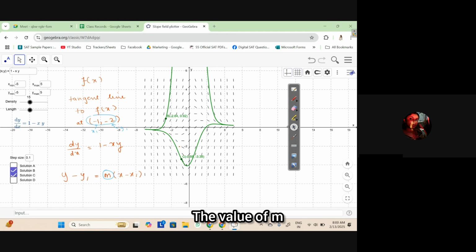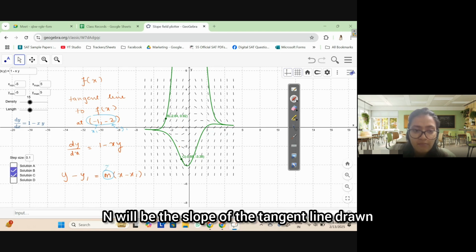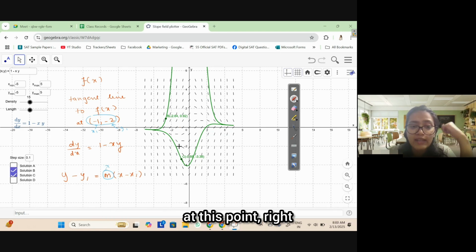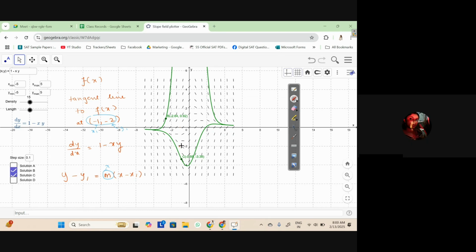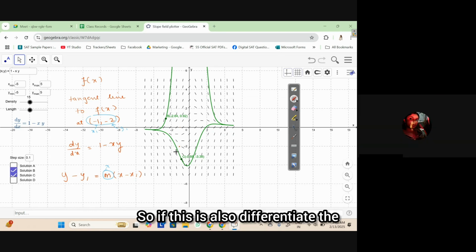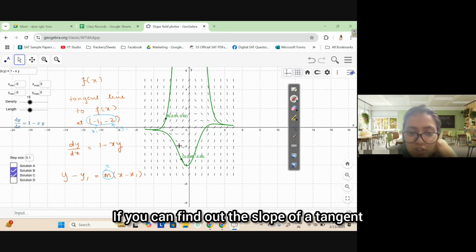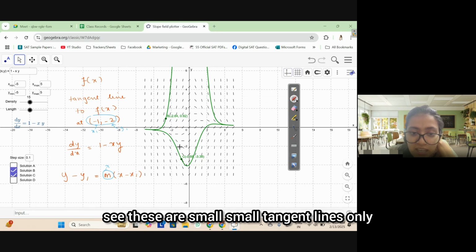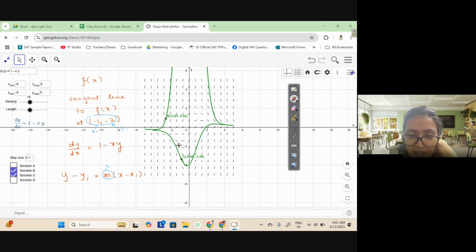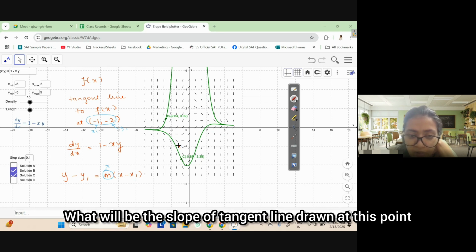The value of m, you just differentiate it. No, m will be what? m will be the slope of the tangent line drawn at this point, right? See this point, if you can find out the slope of a tangent line drawn at this point, see, these are small tangent lines only. You just have to find out what will be the slope of the tangent line drawn at this point.